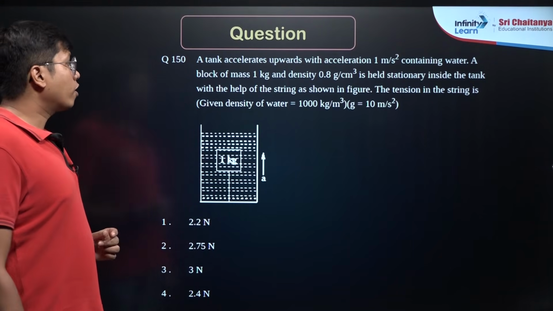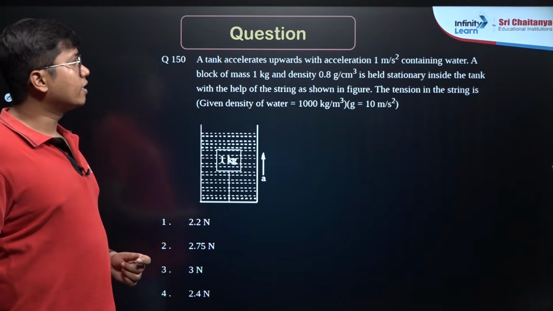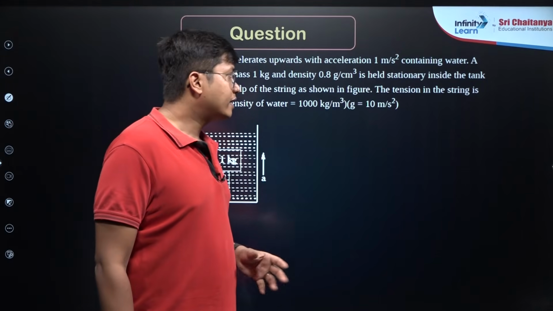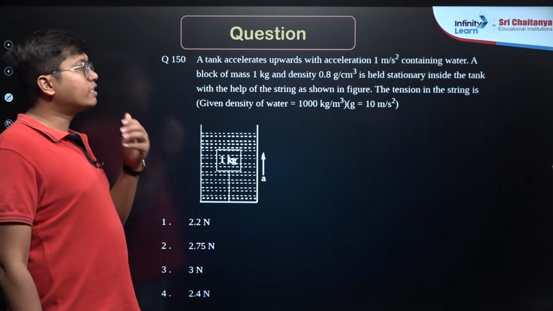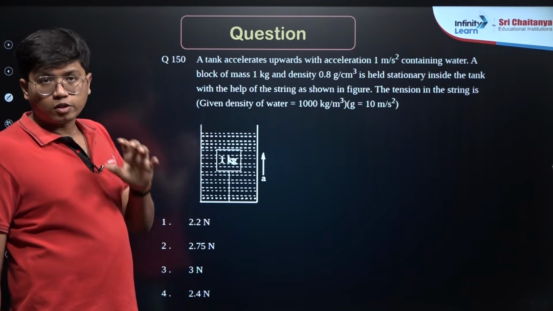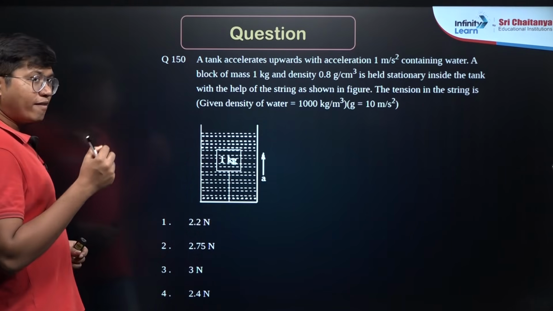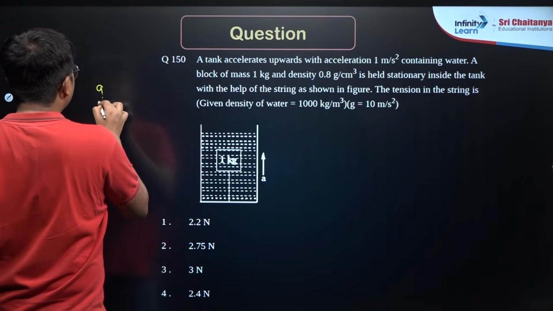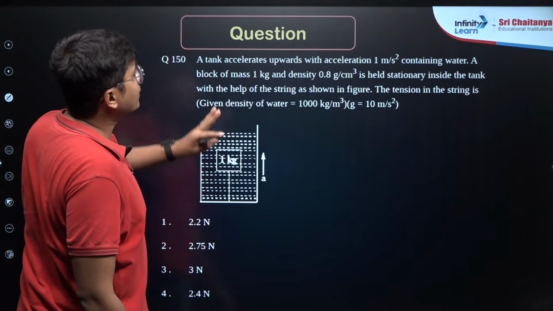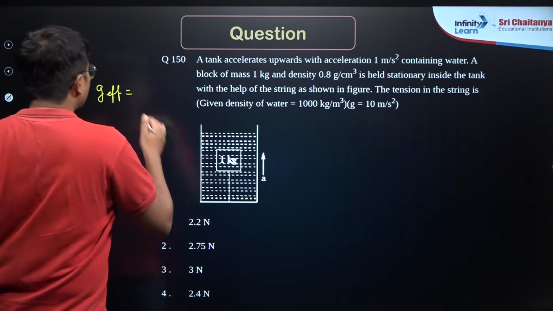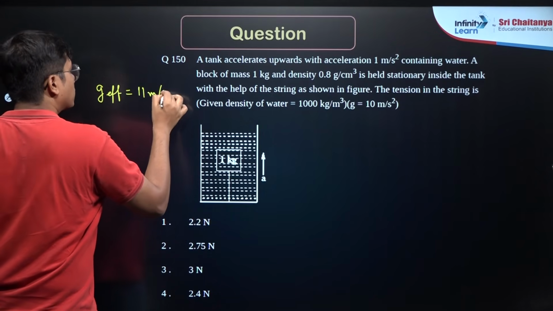This says a tank accelerates upwards with an acceleration of 1 meter per second square containing water. A block of mass 1 kg and density 0.8 gram per centimeter cube is held stationary inside the tank with the help of a string as shown. The tension in the string is how much? Over here you have to think about the effective gravity. The effective gravity is no longer g; since it's accelerating upwards, it's g plus a. So it is basically 11 meters per second square.